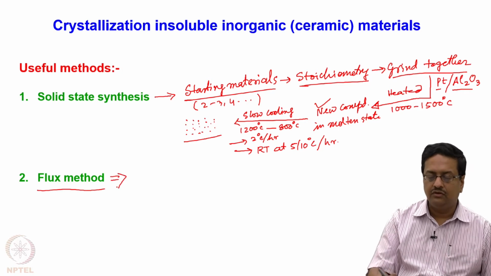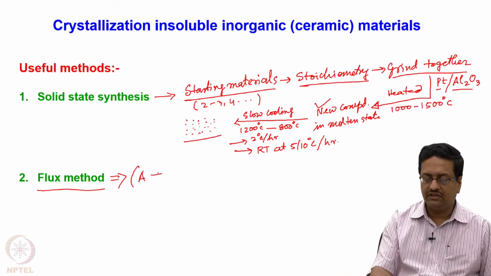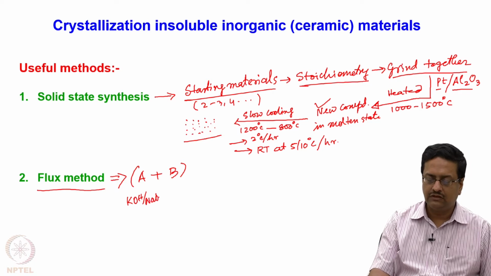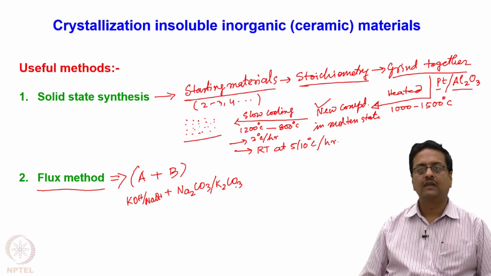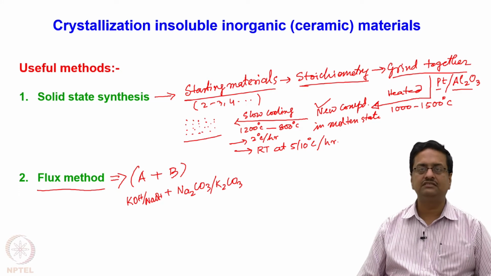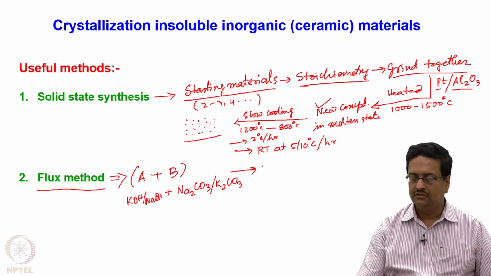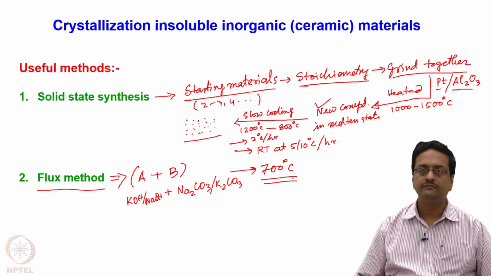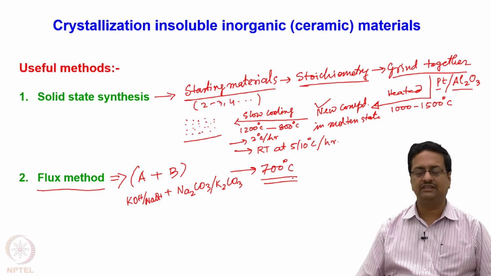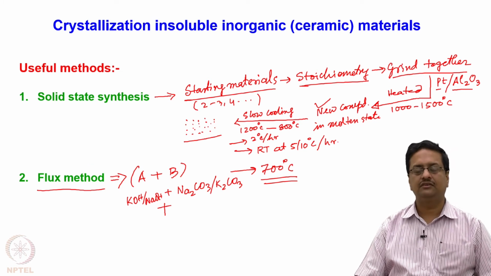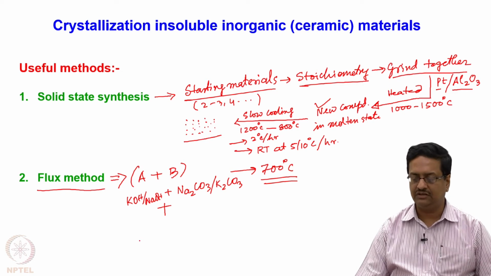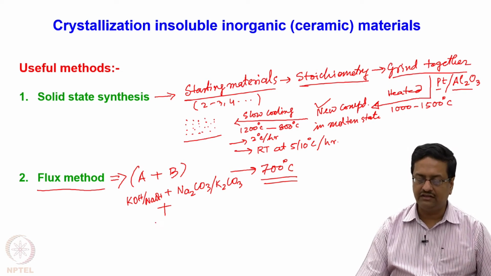In this flux method, we use a flux of two compounds, A and B. In general, it can be KOH or NaOH with sodium carbonate or potassium carbonate as a mixture. This particular mixture melts at about 700 degrees centigrade. So we take the same set of starting materials along with the flux material, that is a mixture of potassium or sodium hydroxide with potassium or sodium carbonate, and then heat it to about 700 degrees centigrade.